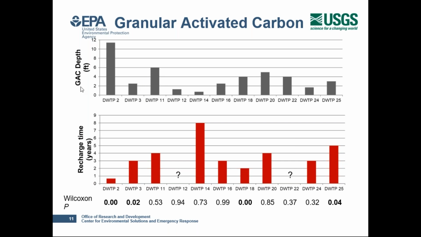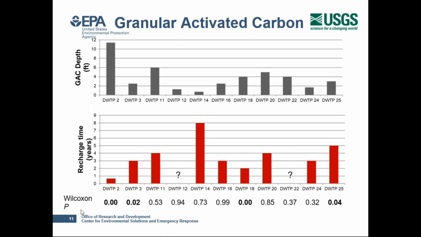We focused in on GAC, granular activated carbon. That's known in the literature to be one of the main drivers of removal in these different treatment plants. So the plants that use granular activated carbon are on the top with the depth of their beds, and on the bottom is the recharge rate that they told us about.